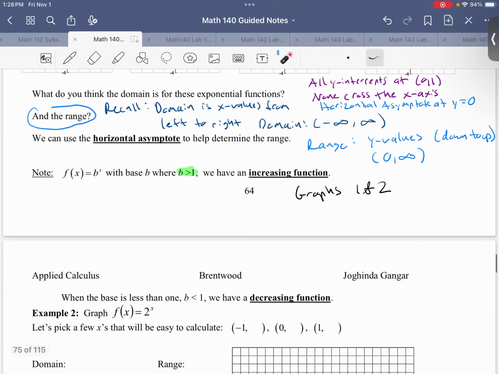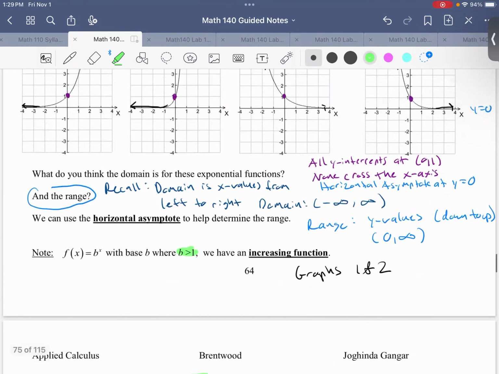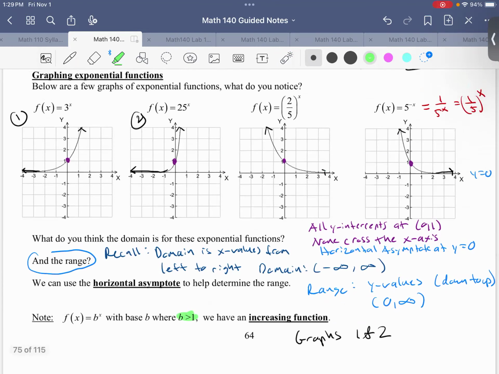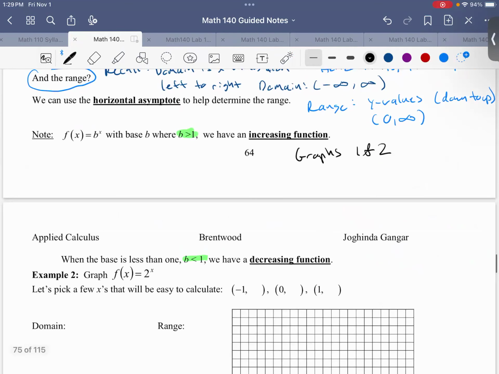Now, what if we have a base less than 1, b less than 1? In that case, we have a decreasing function. And this would be in the case of our next two examples. That would be this third graph here where we have 2/5, which is less than 1, and 1/5, which is less than 1, which is the reason why I rewrote the function as such. So these would be decreasing functions, so graphs 3 and 4.